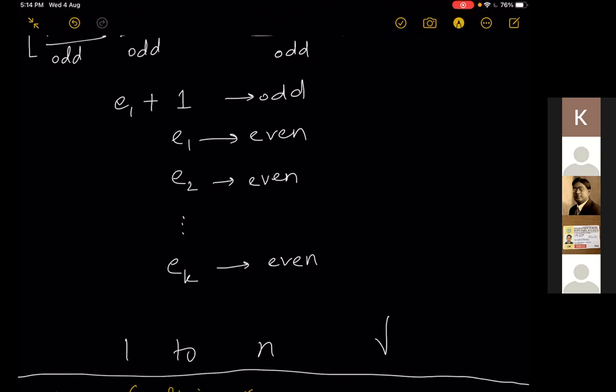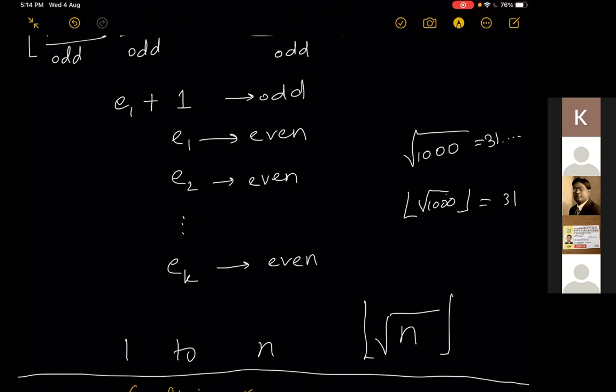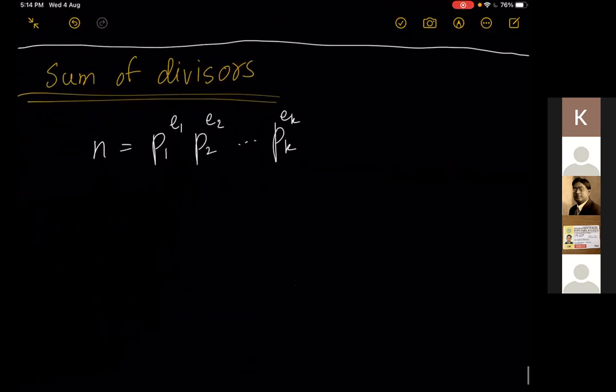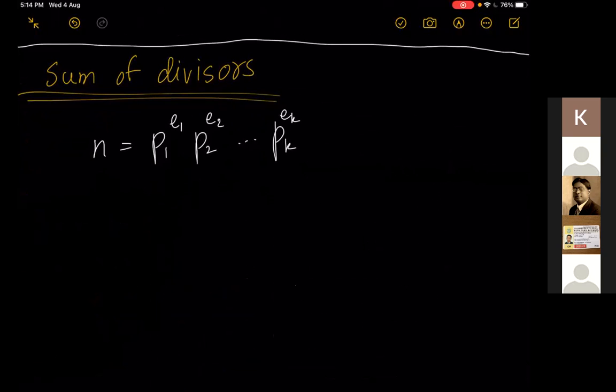It is given by the square root of n, and you take the floor function. What is the square root of 1000? It is 31 point something. Yes, sir. So if you round it down, it will be 31. So similarly, you have to take the floor function of root n. Box function, floor function, whatever you want to call it. The floor function will be taught to you in detail in number theory only. Coming soon, but not today.